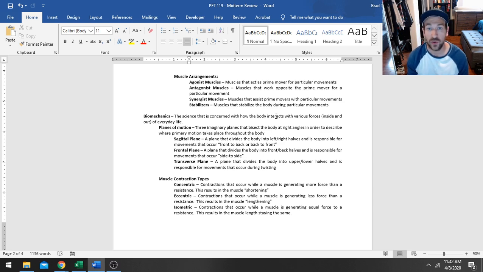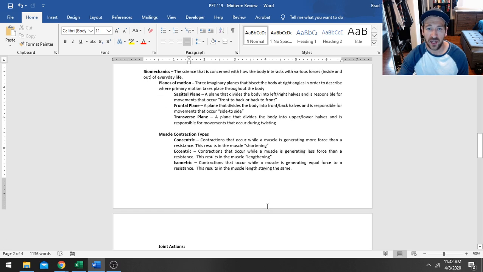So it depends on what the motion is that you are describing. Then you've got synergist muscles. Their job is to assist prime movers. And you've got stabilizer muscles, which are going to stabilize the body during your particular movements. Your core is a really good example of a series of stabilizer muscles. When you're doing functional movements, your core is kind of holding to keep your spine in place.